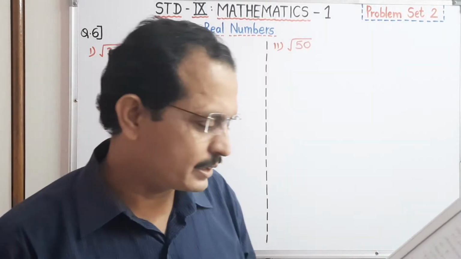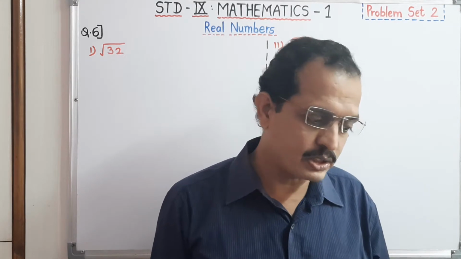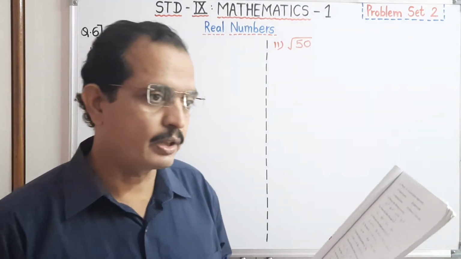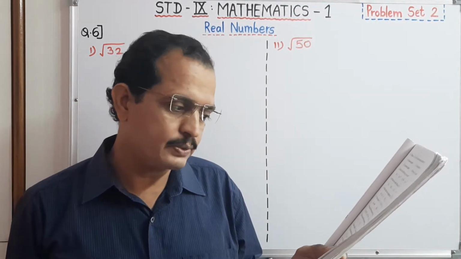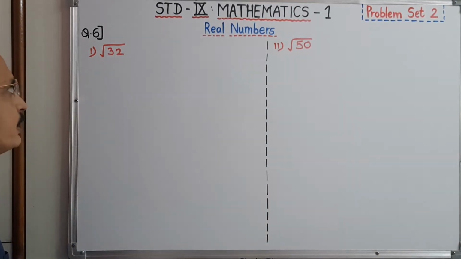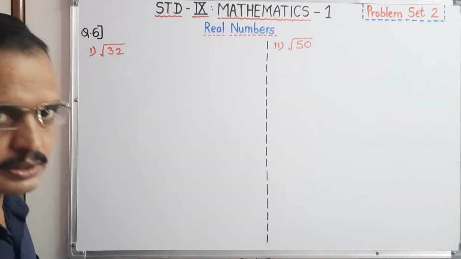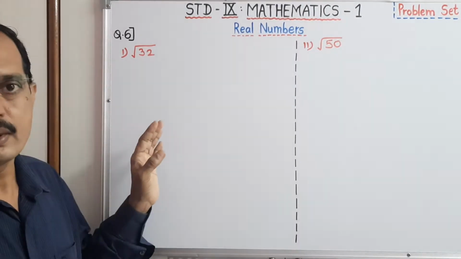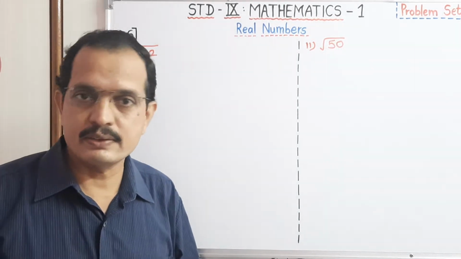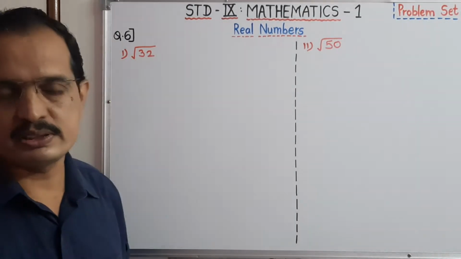Dear students, let's see question number 6. Write the simplest form of the rationalizing factor for the given surds. Please understand the question carefully. It means this root 32 is a surd. For this surd, we have to find out the rationalizing factor. For finding out the rationalizing factor, first of all we have to write the simplest form of this surd.